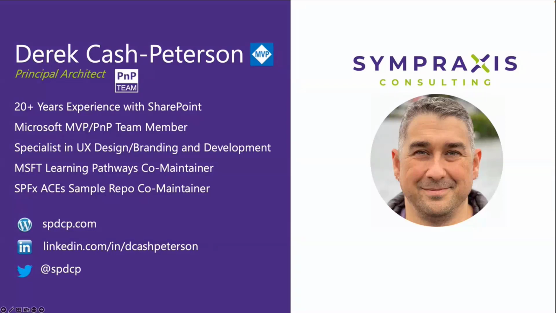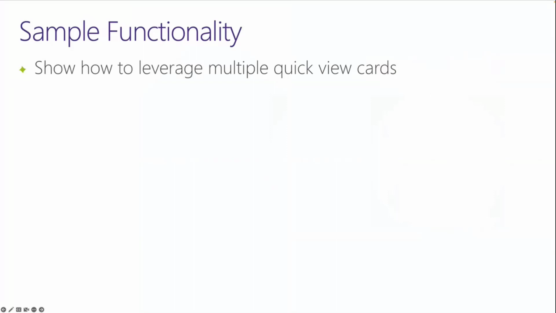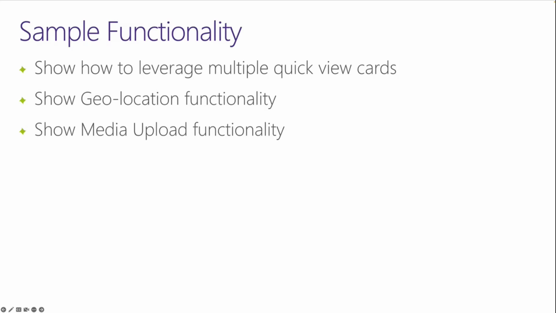So there's a couple of things that I want to show in this demo. We've seen a lot of ACE demos on this call, but the first is how to leverage multiple quick view cards, how to just navigate back and forth between them, but also to show some stuff that we haven't necessarily seen, which is the newer geolocation functionality. So how you can share your location in an ACE and then consume that and do something with it. And also to show the media upload functionality. So you can now trigger a button to open up the picker on either the mobile device or on your computer and add an image or a file.